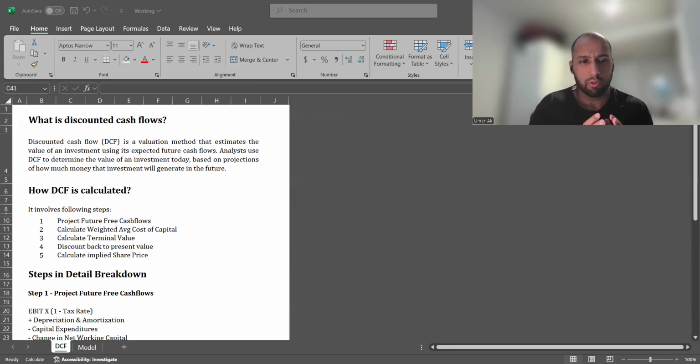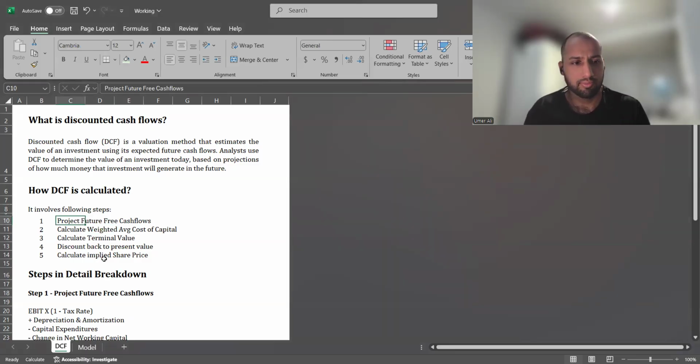So there are a few steps involved in calculating the DCF, and these are five steps. So we will discuss this one. First, you have to calculate the future free cash flows. Then we have to calculate the weighted average cost of capital. Then we have to calculate the terminal value. Then discount these cash flows based upon our WACC as of today. And then we have to calculate an implied share value.